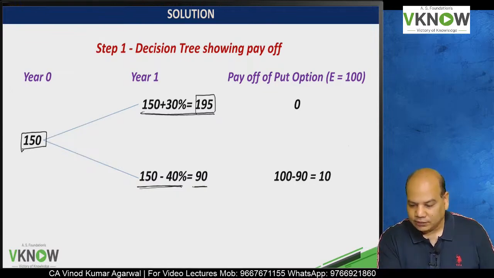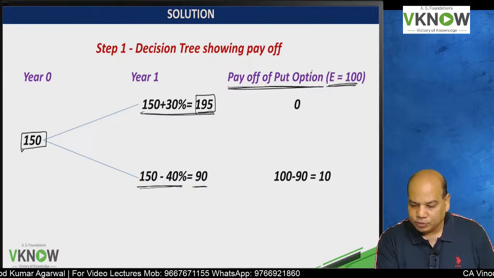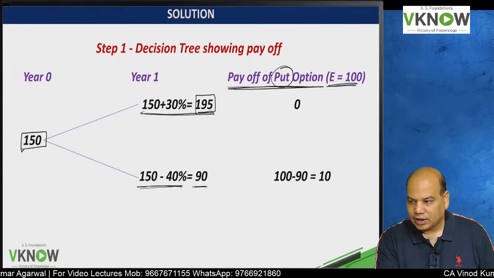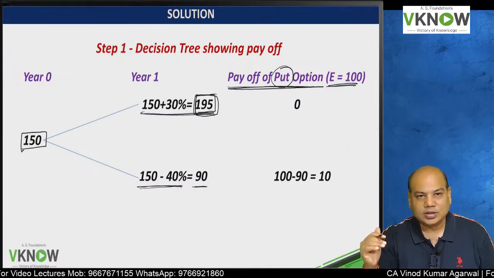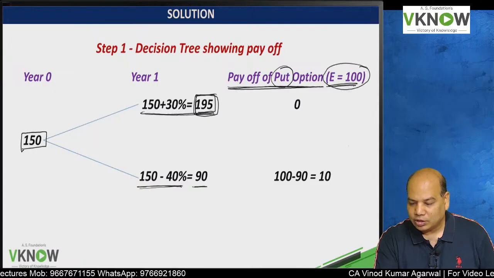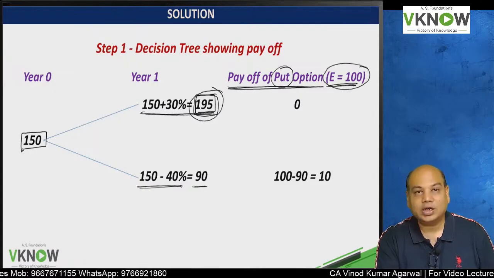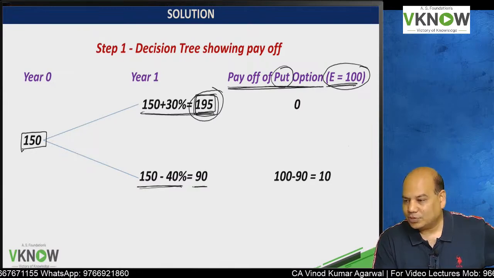If it is 195, payoff of the put option will be 0. Sir, why 0? Because in case of put option, as we have studied, it is exercisable only when the market price is below the exercise price. Why would you abandon at 100 rupees when you can get 195? Simple. So the put option would lapse. Put will not be exercised.